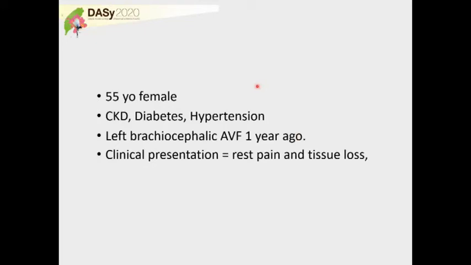And then I would like to show you our cases. A 55-year-old female presented with CKD, and risk factors were diabetes and hypertension. We performed a left brachiocephalic AV fistula 1 year ago, and clinical presentation was arm pain and tissue loss. In this slide, you can see the angiography. We advanced the wire and the sheath through the basilic vein to the anastomosis and performed angiography. You can see severe stenosis and occlusion of the ulnar artery and minimal blood flow to the fingers.